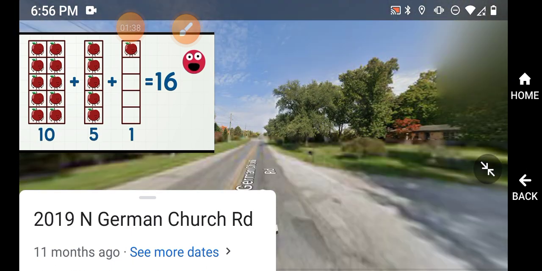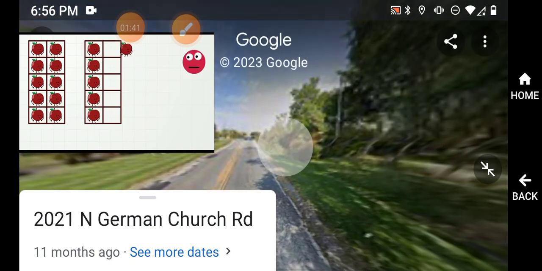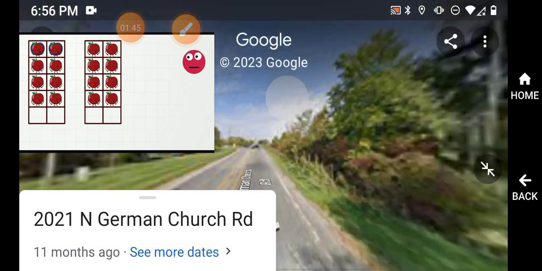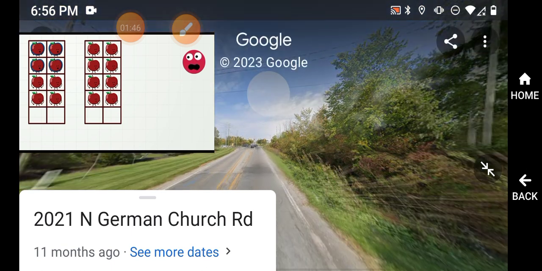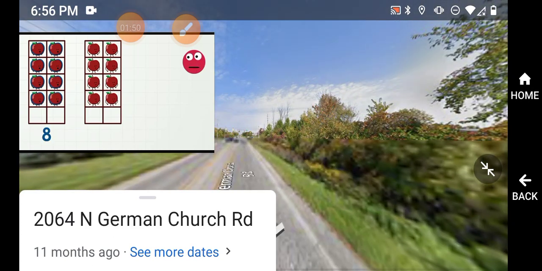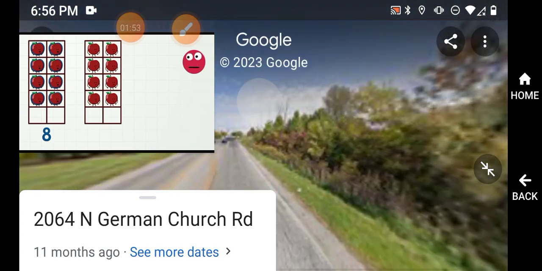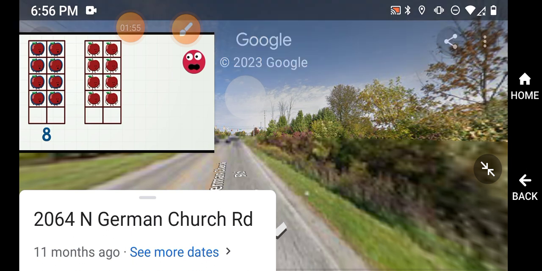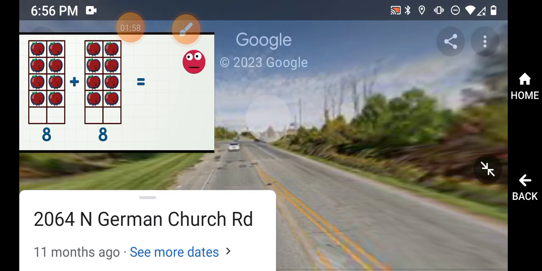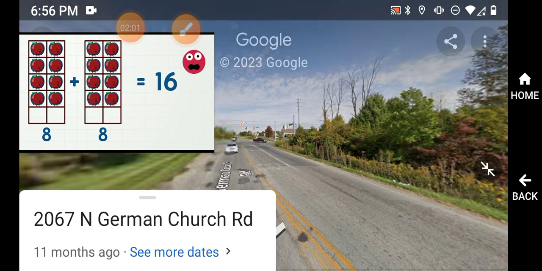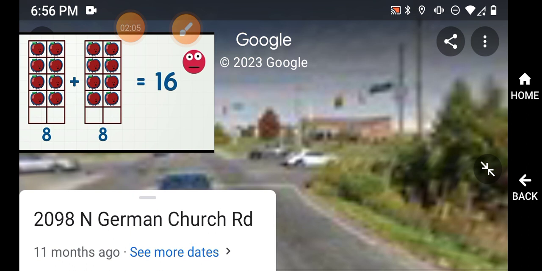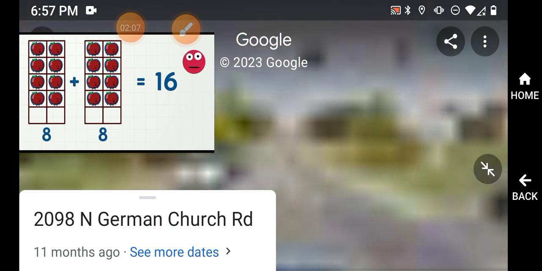Cool! Let's try again. Move, apples. Oh, wow. Now we have 1, 2, 3, 4, 5, 6, 7, 8 apples over here, and the same number of apples over there. 8 plus 8 is 16. So the number 16 can also be made up of the numbers 8 and 8.